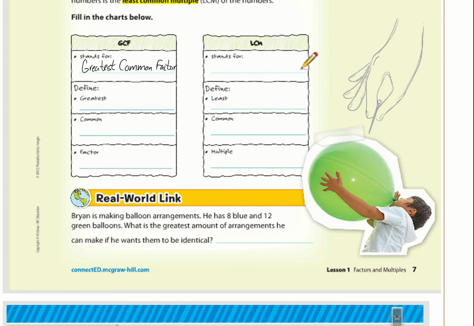Define greatest. That is going to be largest of a set of values. Define common. The same features among several numbers. And then factor, a number that is multiplied by another number.